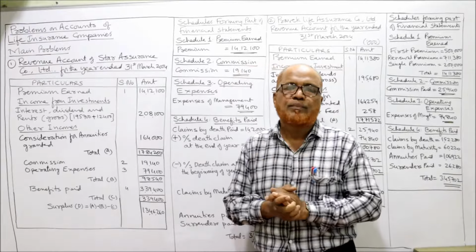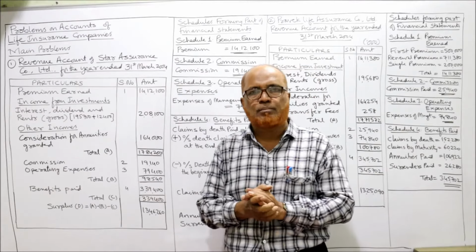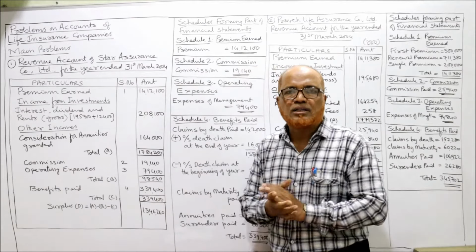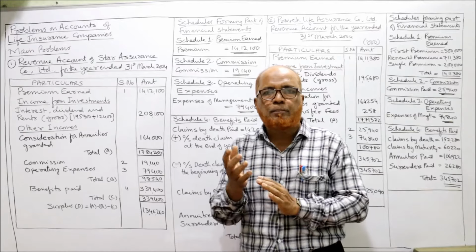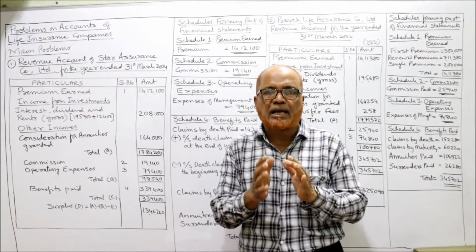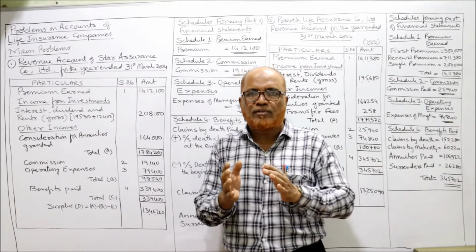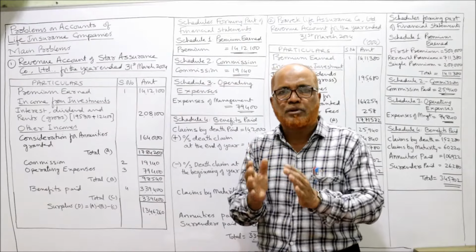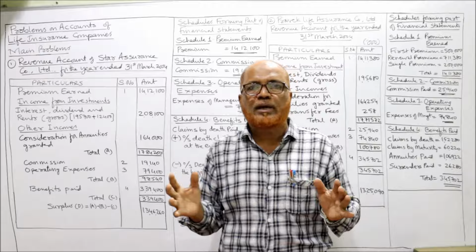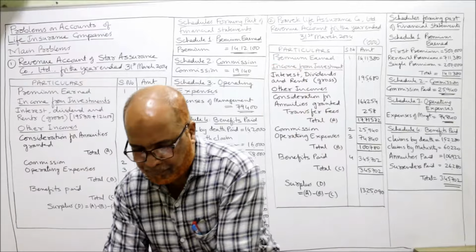Now we are moving to the main problems of accounts of life insurance companies. Before starting the problem, I expect my viewers to have a hard copy, a printout, of all the problems from the link I have given in the description. Before watching the video, go to the link, get a printout and keep it ready. Only then can you understand the complete solution of the problem.